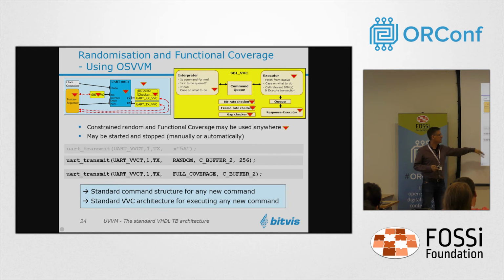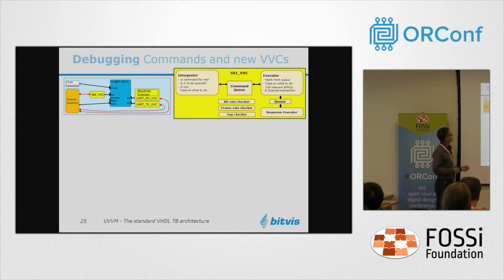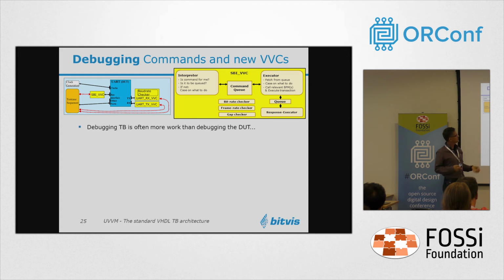So again, standard commands and a standard way of handling this and starting randomization and starting functional coverage. I mentioned debugging as really important. And how do we handle that? Well, as I said, debugging a Testbench is often more work than actually debugging your device in the test. So you have to be able to debug your Testbench as well.